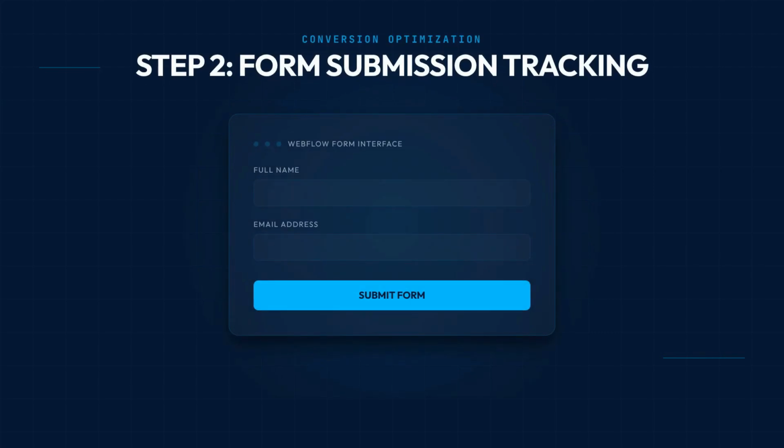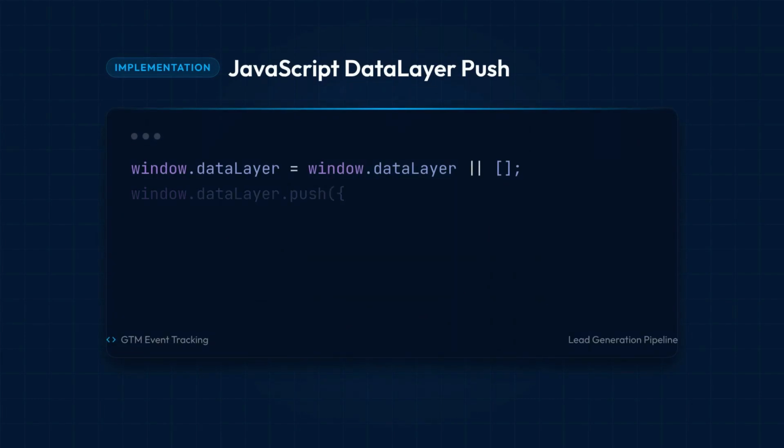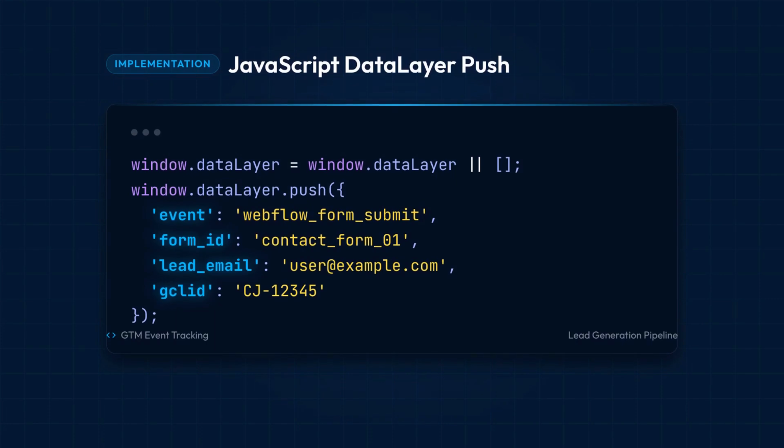Step 2. Webflow form tracking. These forms don't reload the page, they display a success state. Webflow fires a native JavaScript event called form submit. We'll use a custom HTML tag in GTM to push this to the data layer. Create a custom event trigger in GTM where the event name equals webflow_form_submit.